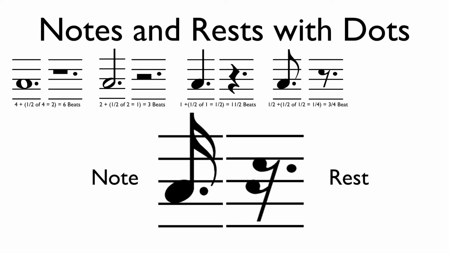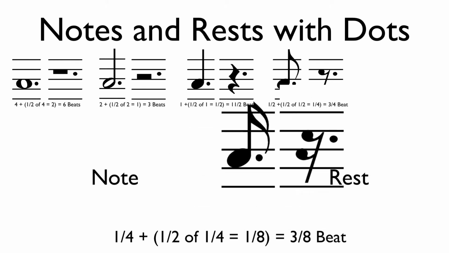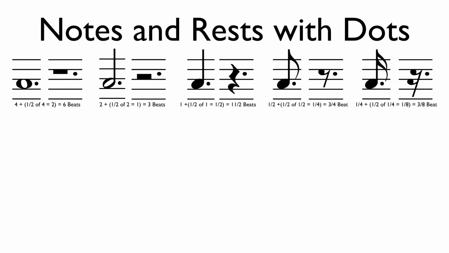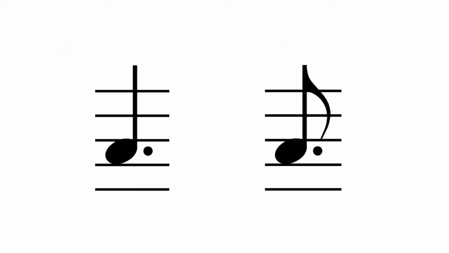Dotted 16th note: quarter plus half of a quarter equals an eighth. A quarter plus an eighth equals 3/8 of a beat. Introducing the dot gives us some odd note and rest lengths like the dotted quarter note or dotted quaver. Whenever we use a dotted note, we have to fill up the following beat with notes or rests.